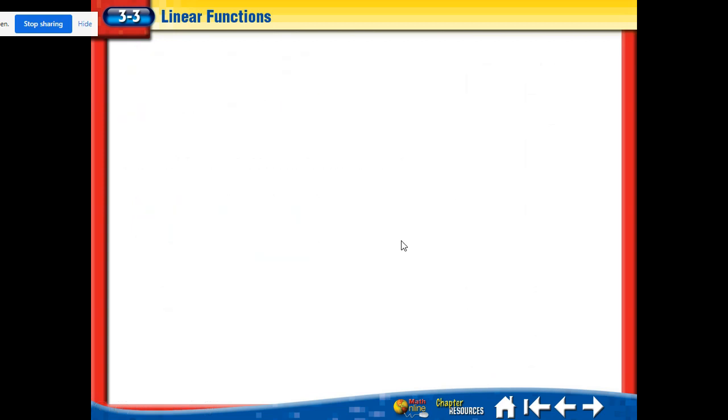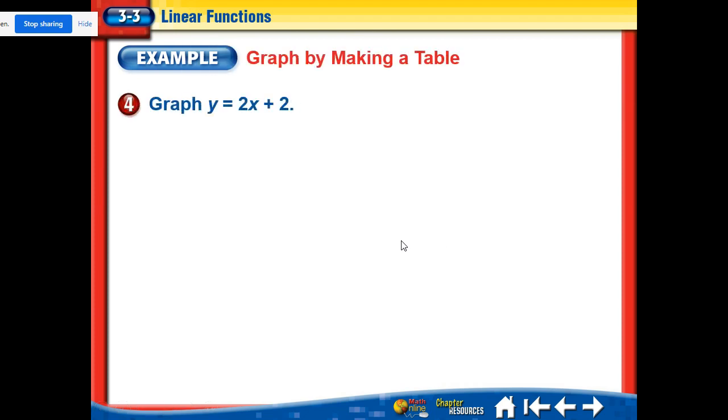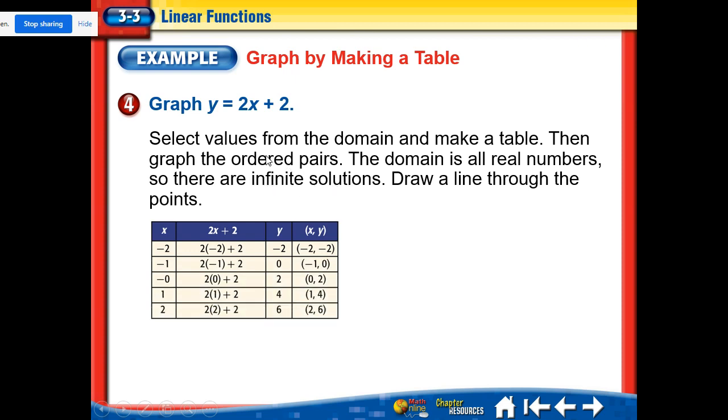All right, let's take a look at another one. So Y equals 2x plus 2. So again, we're going to pick some points. Now they picked 5, and that's fine. You can always pick more. And they made just kind of a bigger table here.